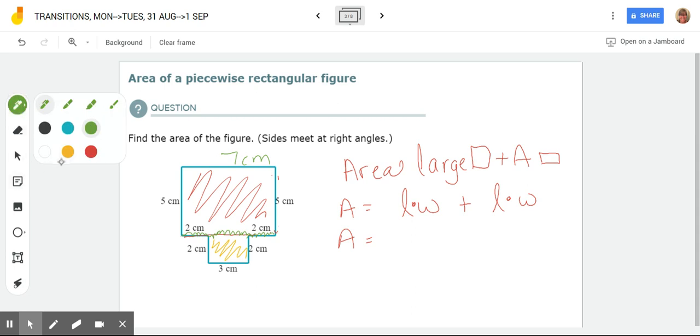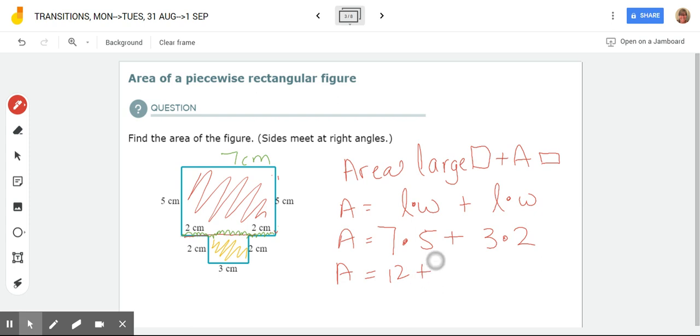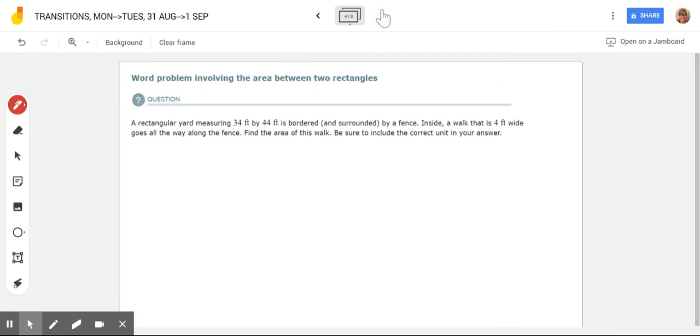So we're going to go 7 times 5 plus, and the little guy is 3 times 2. Area is equal to 12 plus 6. Area is equal to 18. Okay, we need to put units. Centimeters squared. Area is always squared. Area talks about how many squares fit.